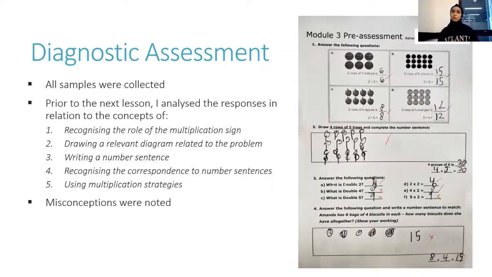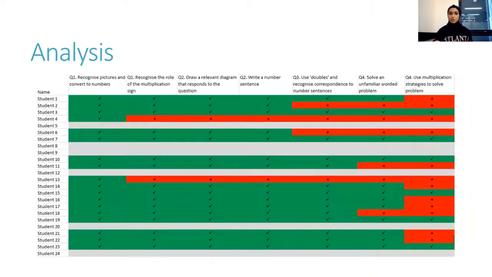At the end of the diagnostic assessment, I collected all the samples, and before the next lesson, I was able to analyze all the results. I chose to focus on a number of key areas. I also was able to note a number of misconceptions through student conversation and further questioning at the end of the diagnostic assessment. You can see one of the samples that I collected, from one of the students that completed the diagnostic assessment. You can see the misconceptions held by this student, in particular, not being able to use the doubling strategy, as well as not being able to use abstraction to solve the higher order question.